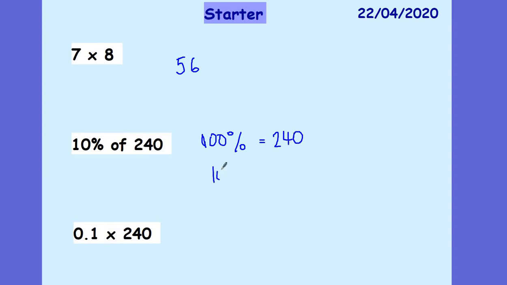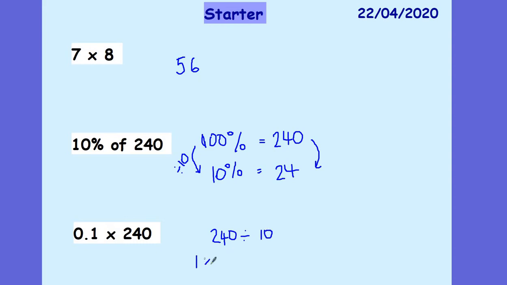So how can I work out what 10% is? What have I done to 100 to get 10? Rowan? Divided by 10. Lovely. So, to work out what 10% of 240 is, I need to divide 240 by 10, which gives me 24. And finally, 0.1 times 240 is exactly the same as 240 divided by 10.